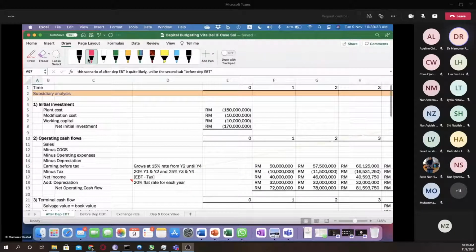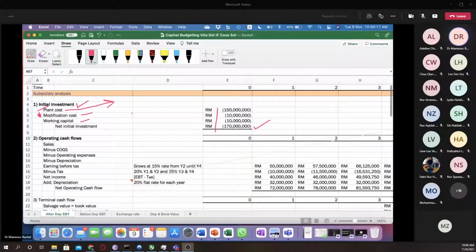Our calculation starts with initial investment, and in initial investment we have the plant cost 150 million, and these are all negative figures because these are cash outflows. We have a plant modification cost of 10 million, working capital of 10 million, total is 170 million. This is our initial investment. Now always remember, any modification cost will not be included in depreciation. Let me repeat, modification cost will not be included in depreciation. Depreciation is generally calculated only on the plant cost.